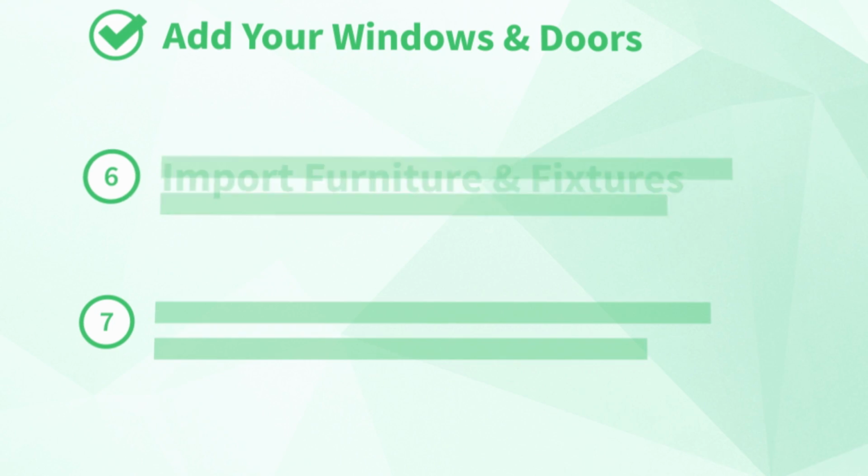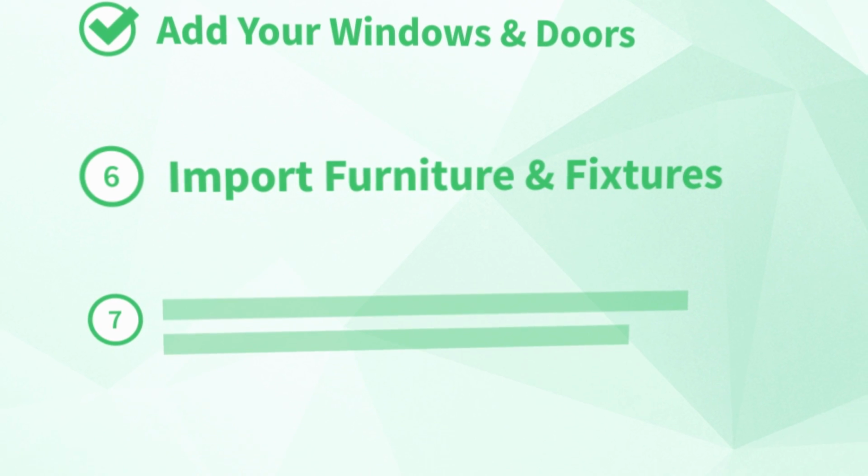Okay, once you've created all your windows and doors, it's time to add your furniture and fixtures. But you don't have to draw everything by hand. There's a faster way to add 2D symbols that we're ready to cover in our next step. Number 6, import furniture and fixtures.